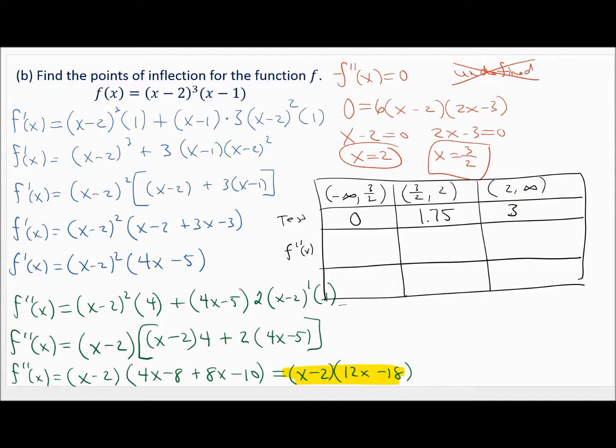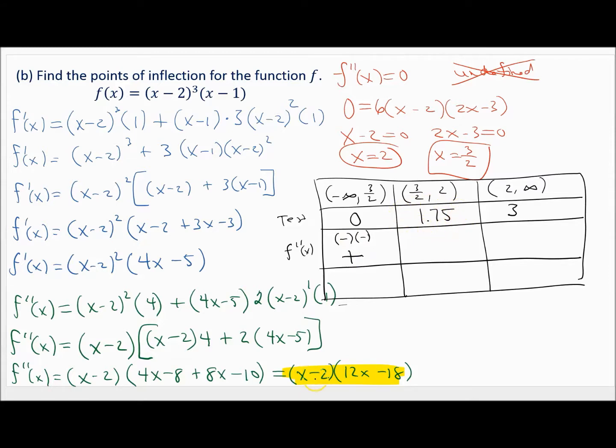Now remember, I'm plugging this into the second derivative. I've got the second derivative highlighted down here for us. That helps. So 0 minus 2, when I plug that in, gives me a negative number. And then 12 times 0 minus 18 also gives me a negative. Y'all, a negative times a negative is overall a positive.